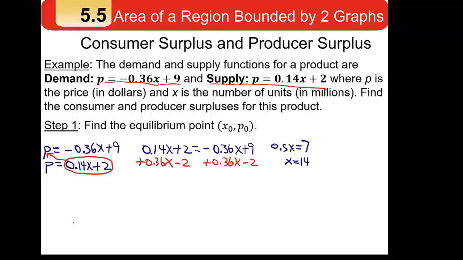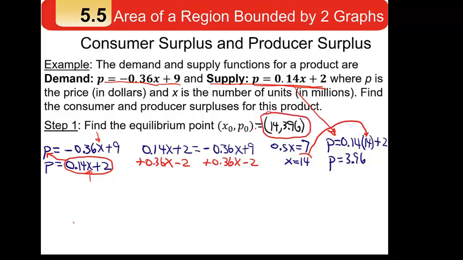Now you've got to plug that in and find P. You can plug it into either place. It should give you the same answer if you haven't made a mistake with the equilibrium point. So you can plug it in here or you can plug it in here, whichever you think is easier. I chose the bottom one. If you plug 14 in for x in the bottom one, you get 0.14 times 14 plus 2, and that comes out to 3.96. So the equilibrium point for this problem is 14, 3.96.